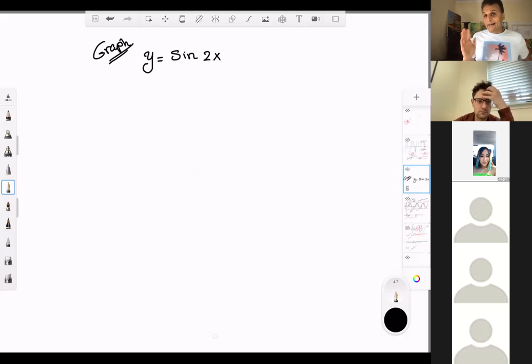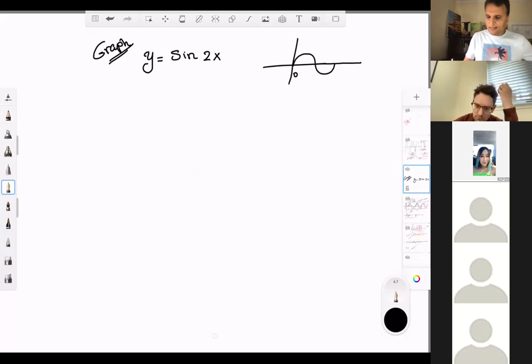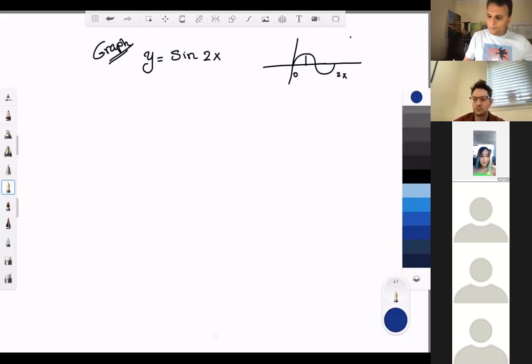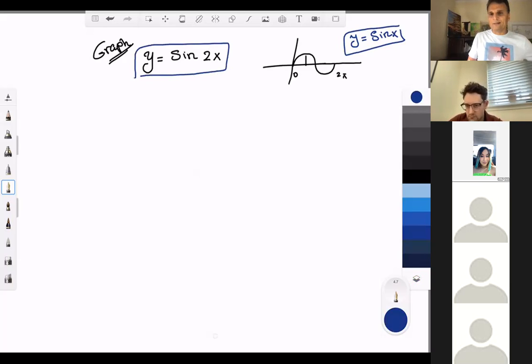In order to graph this, first of all, you have a graph of sine in your note sheets. This is from 0 to 2 pi, and the amplitude is 1. This is y equals sine of x. Good. But I'm asking to graph y equals sine of 2x.